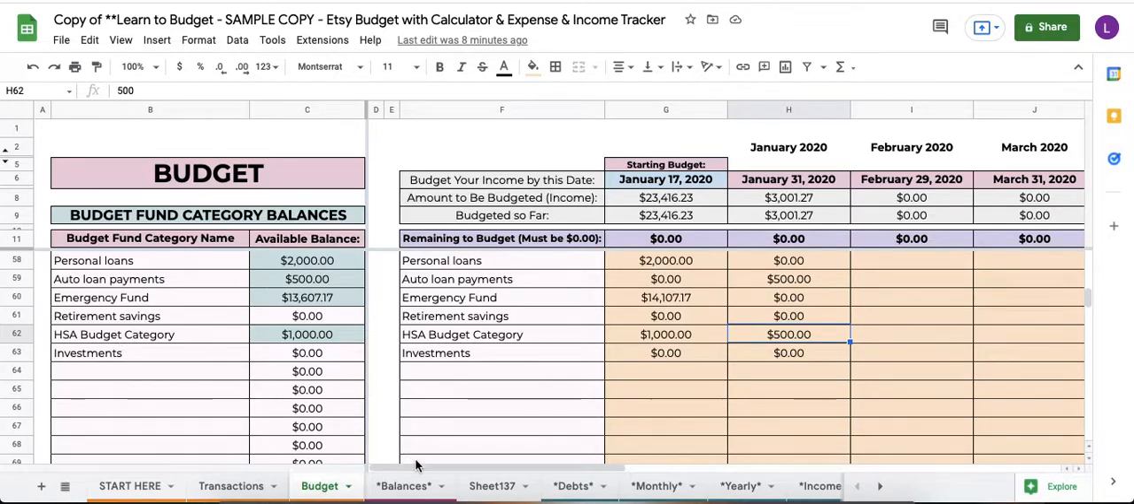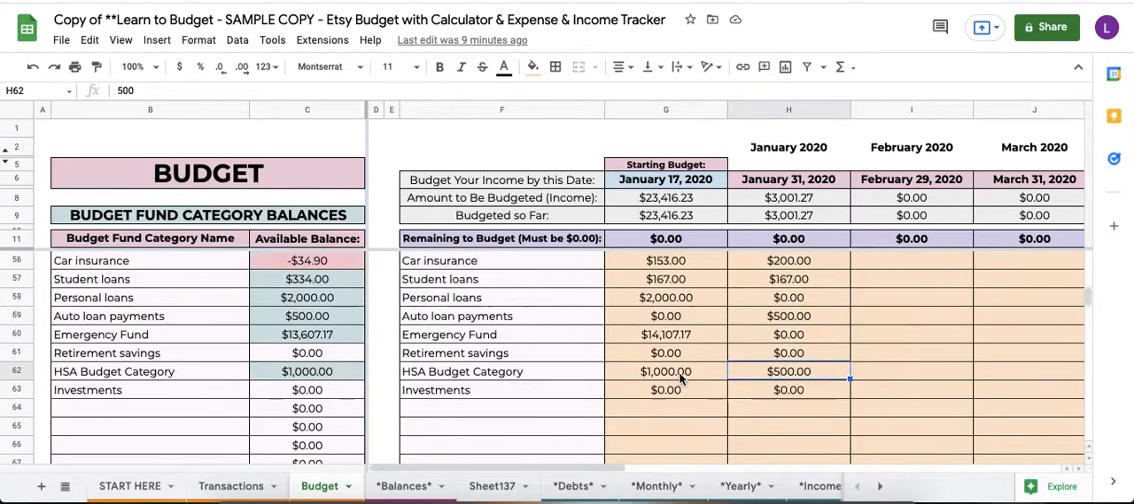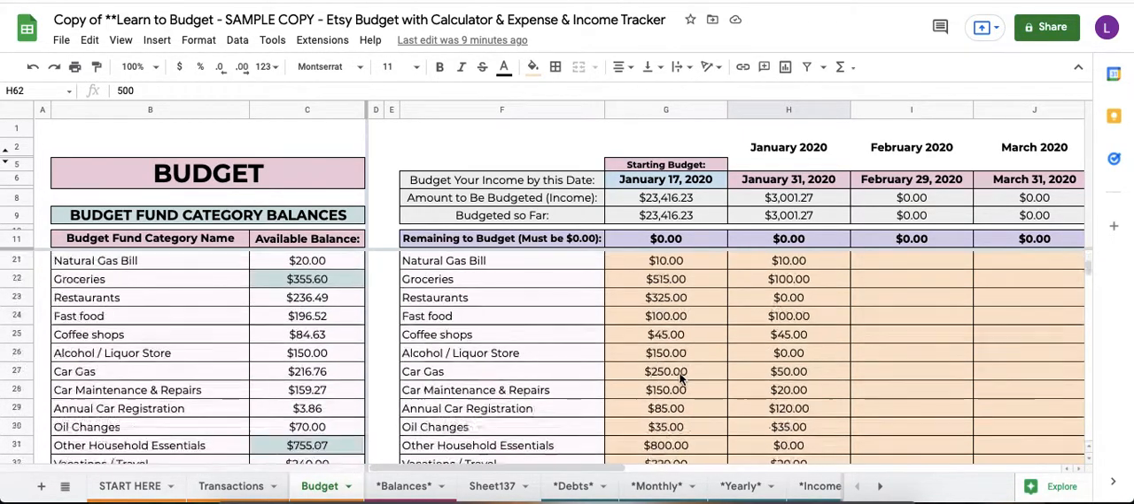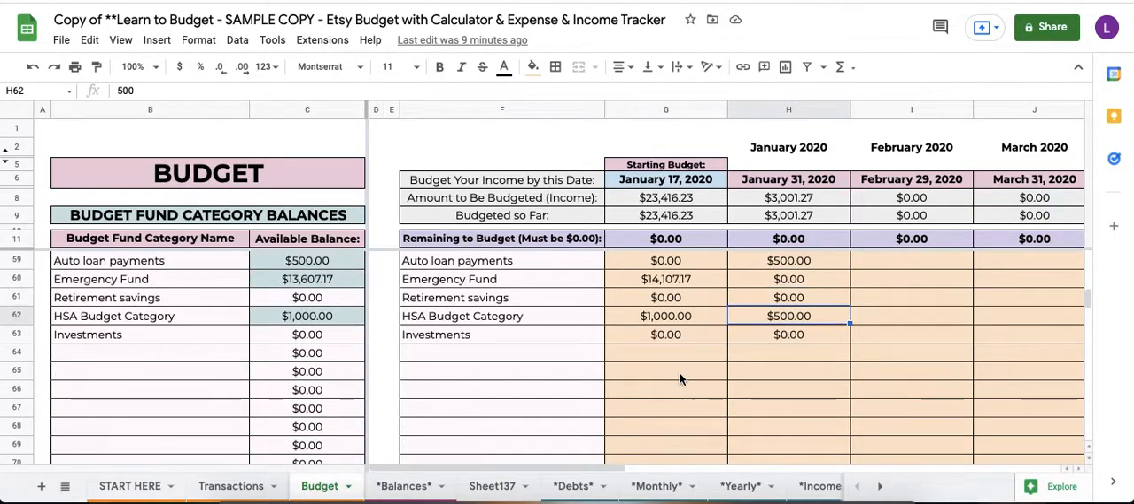So when we first started this budget, what we did is we took all of the money that we had to begin the budget, which is right here in cell G8, and we assigned it to different budget categories. And when we did that, we ended up, in this example, deciding to assign $1,000 towards the HSA budget category. And then the next month, we decided, you know what, I want to be putting $500 per month towards my HSA out of my income that I earn.